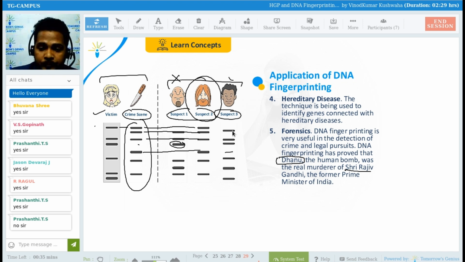Yes. So with the help of DNA fingerprinting, it was established that Dhanu was the real murderer of Rajiv Gandhi. I mean to say Rajiv Gandhi, not Rahul Gandhi. It's Rajiv Gandhi. Okay. So this is another case, and these are the different applications of DNA fingerprinting.